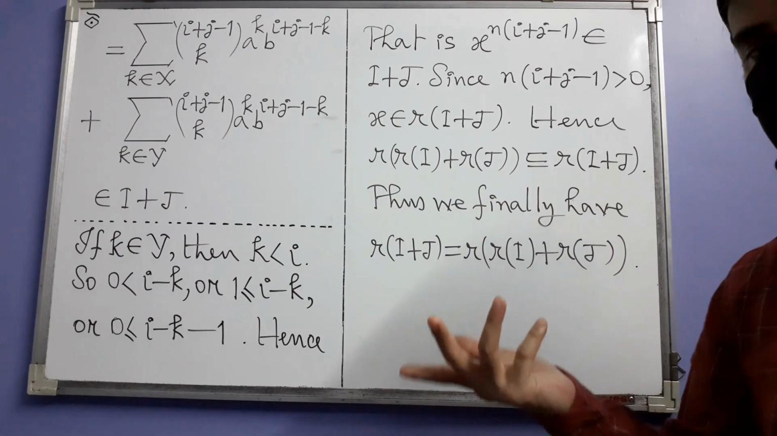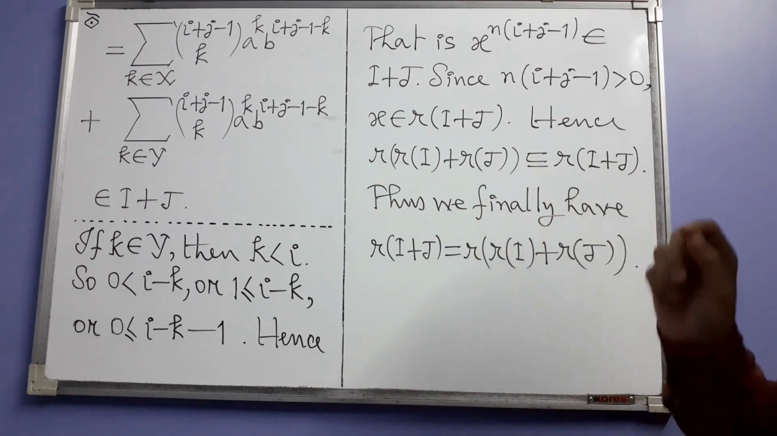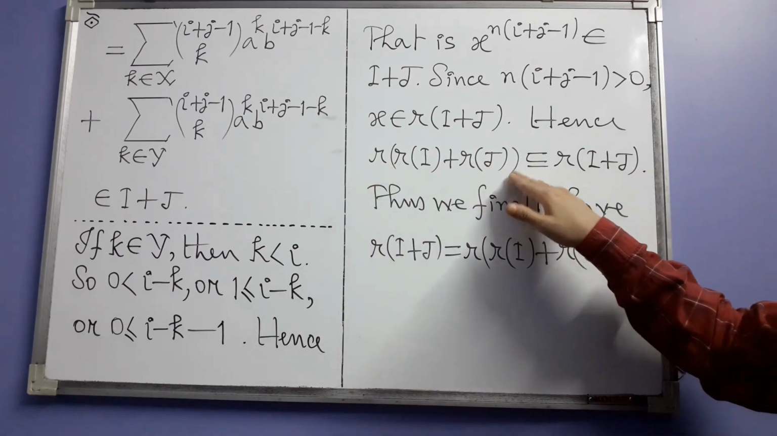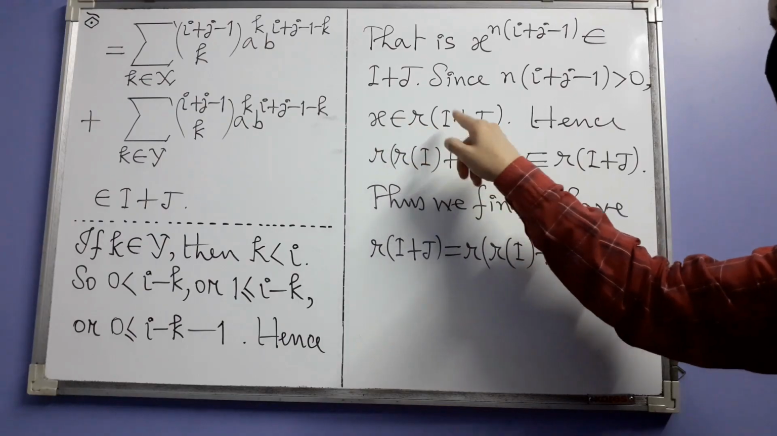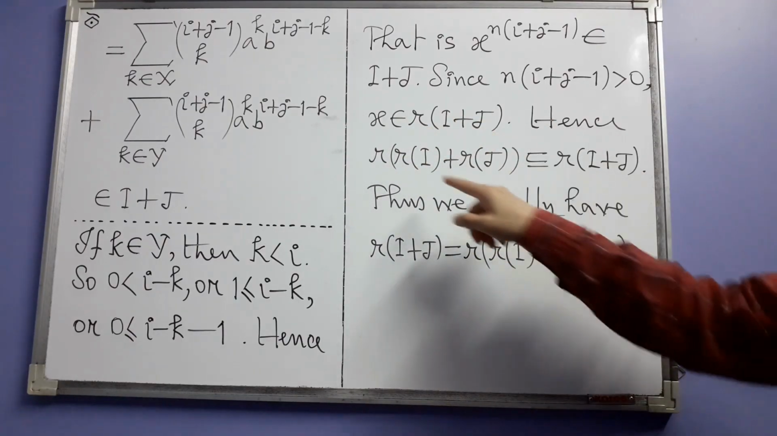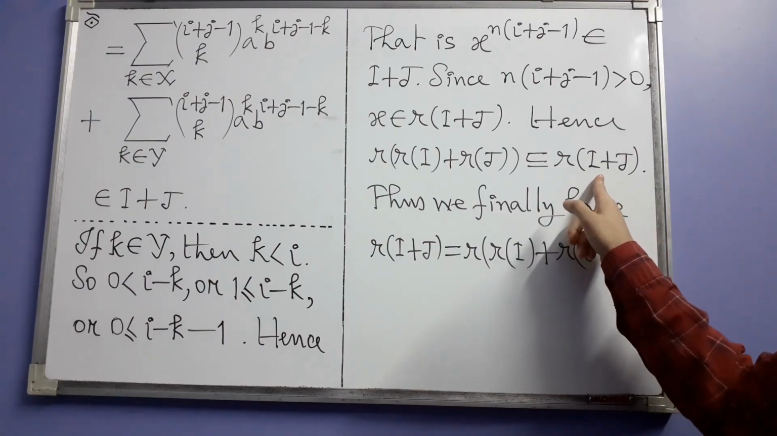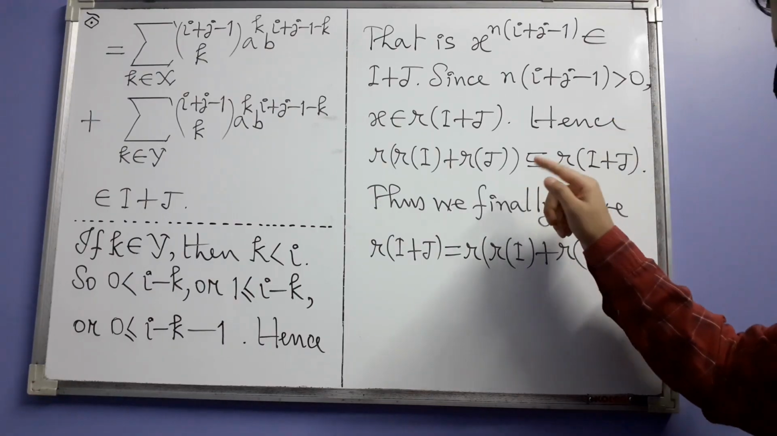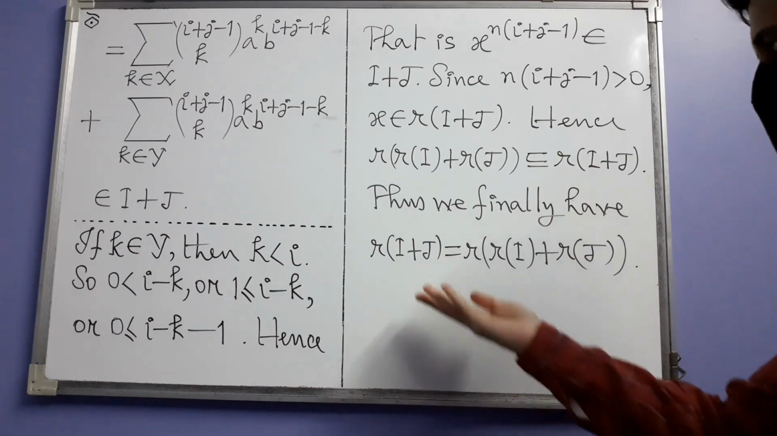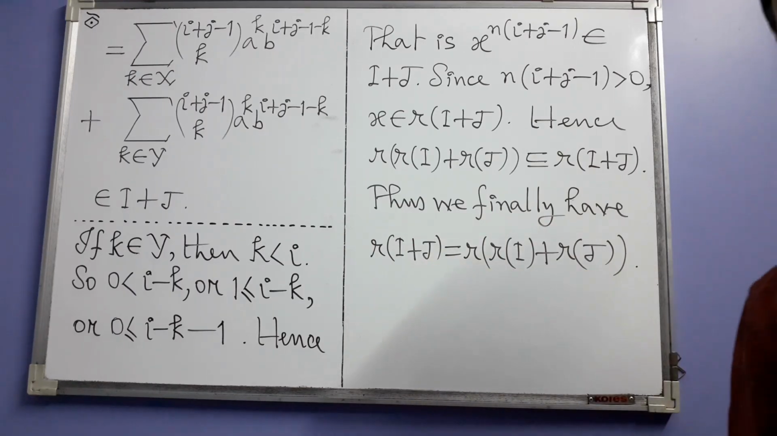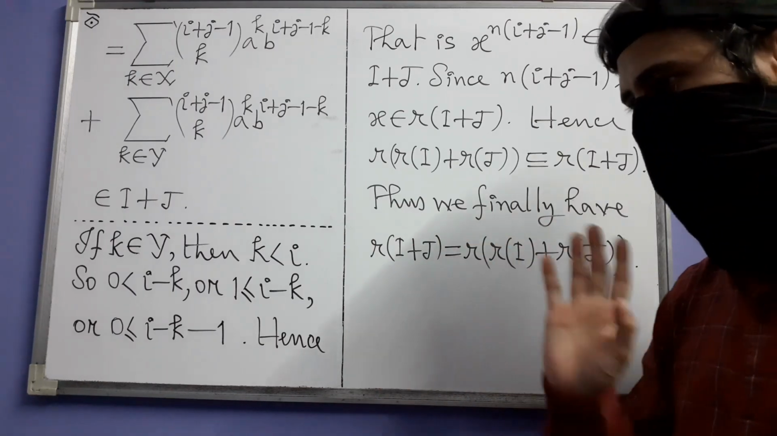But what is x? X originally was any element here, which we have proved is now here also. And that way this is also a subset of this. So combining this inclusion and the previous opposite one, we finally get equality. So that solves this part.